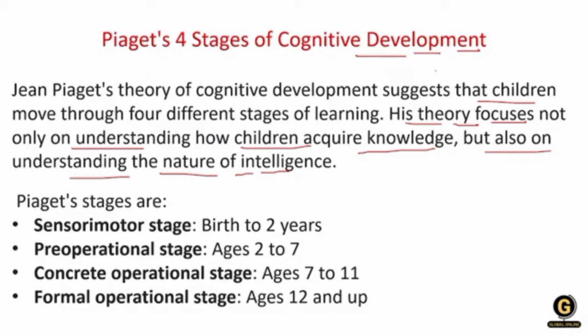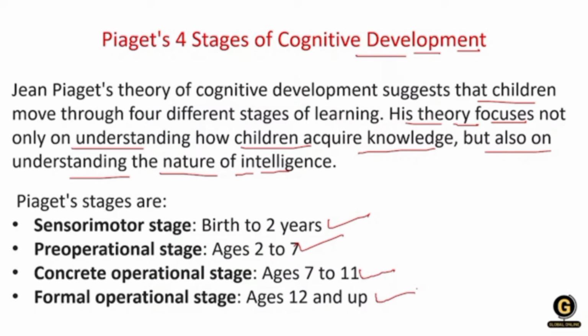Once the child is born, from birth to 2 years, this particular category is called sensory motor. I will discuss what happens in the sensory motor stage. Then the pre-operational stage, which starts from age 2 to 7. Then the concrete operational stage, age 7 to 11. Then the formal operational stage, from age 12 and up.